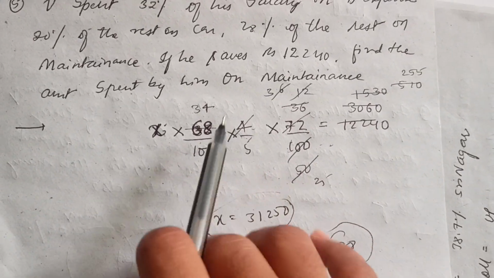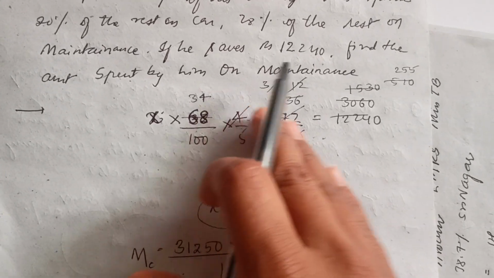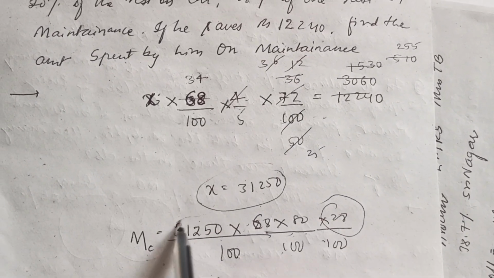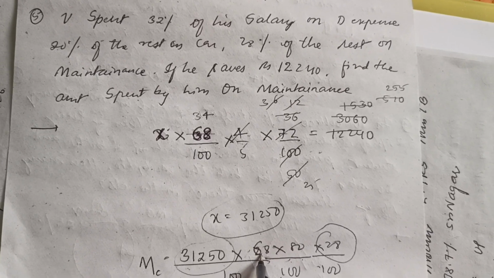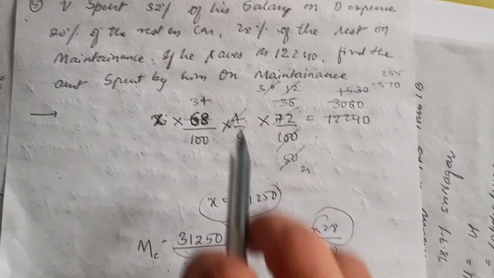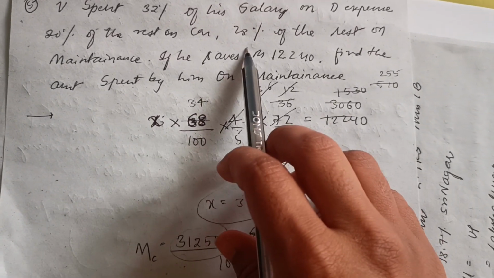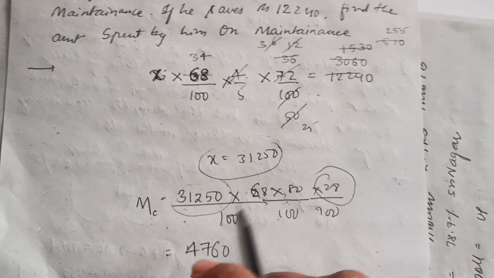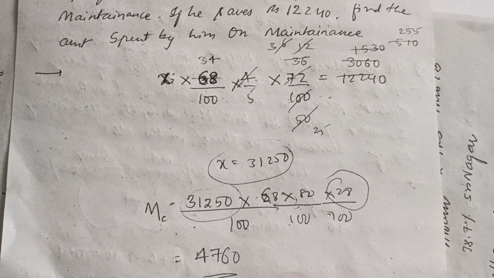So finally after solving this, we will get the x value as 31,250, and we have to find the amount spent by him on the maintenance. This is the total salary of him. He spends 32% on the daily expense, so we'll be left with 68%. Then he spends 20% on the car, so we'll be left with 80% of his amount, and finally he spends 28% of the rest on the maintenance. So that will be 28 divided by 100 of the remaining amount, and we will get the amount he spent on maintenance as 4,760.